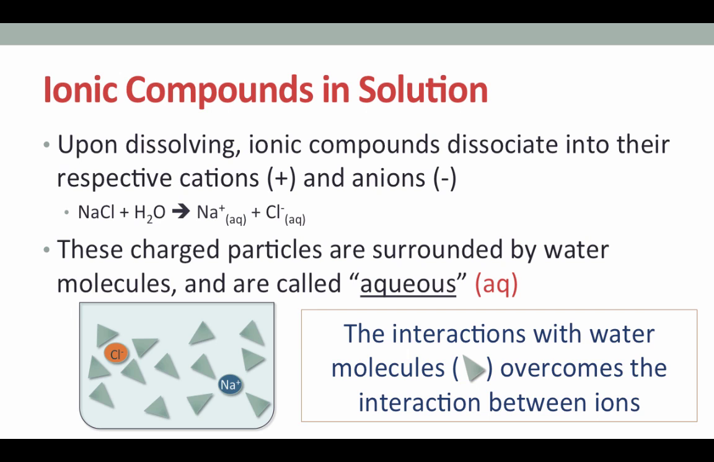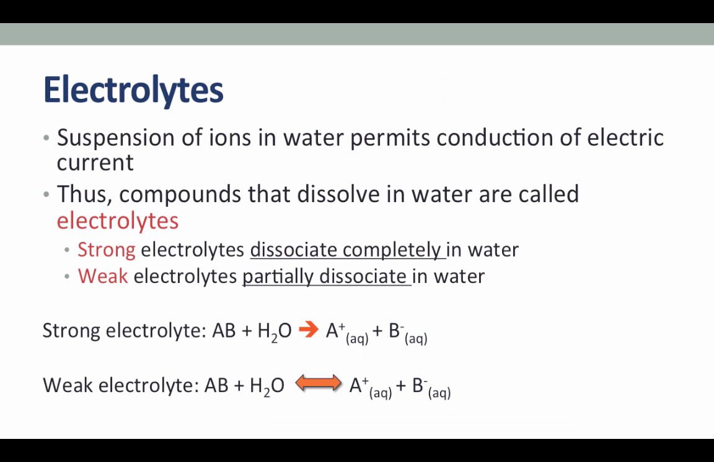Each particle is surrounded by water molecules, which are attracted to the charge. Because of this, we call the ions aqueous, meaning surrounded by water. Because water is attracted to charge, it masks the strong positive and negative charge of the ions and overcomes the interaction that these ions would have with one another normally. When ions are suspended in water, we call them electrolytes. This is because the presence of ions in water allows the flow of electricity.